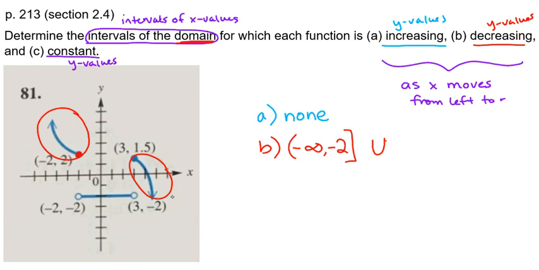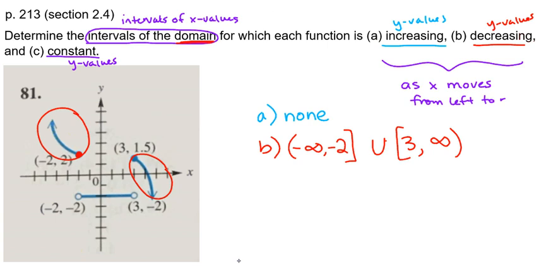And now for this one here, this is the point 3, 1.5, but all we care about is the 3. And since it's a closed circle, that would be a square bracket. And it's going from that x value to what x value? Well, it just keeps on going down and to the right, so going off to infinity.